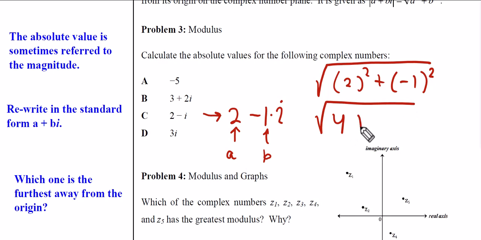And this ends up being 4 plus 1 because 2 times 2 is 4, and negative 1 times negative 1 is a positive 1. This gives me a radical 5, which again happens to be a prime number, so we're not going to break this one down.